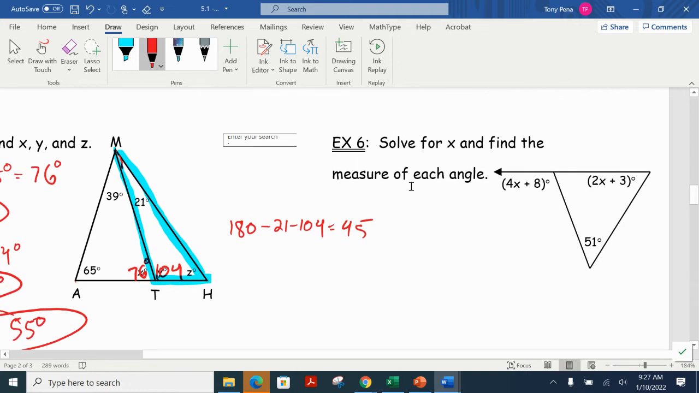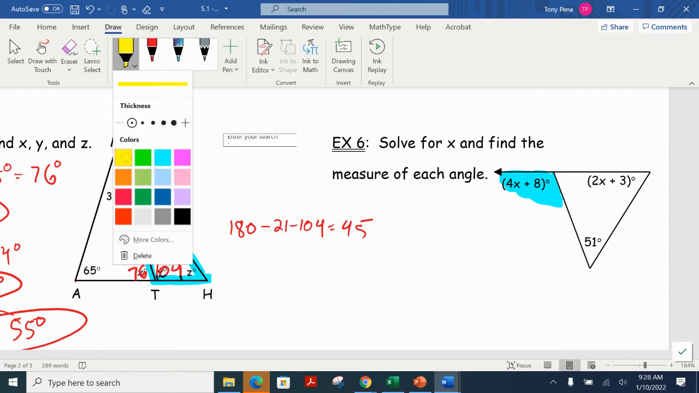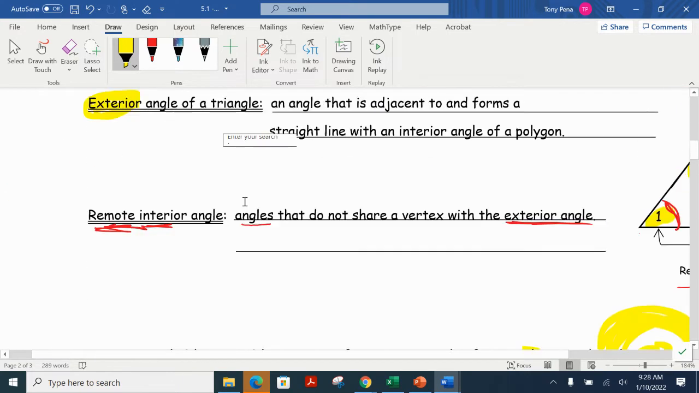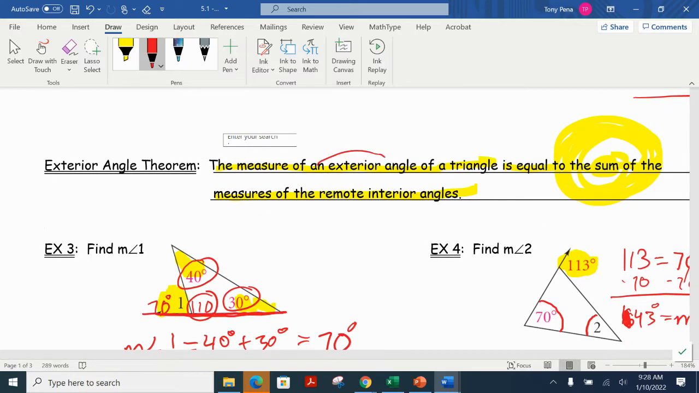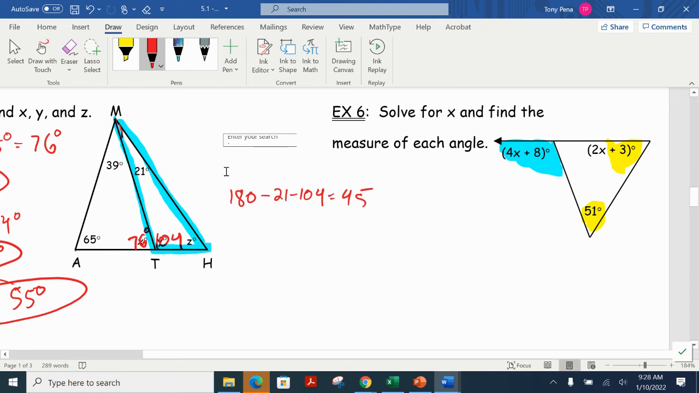What this is dealing with is this idea. This is what we call an exterior angle. It's outside of our triangle. And then these are your remote interior angles, the angles that are opposite of that angle. So if we go back up to our little theorem from the previous page, so you know where we're getting this from, your exterior angle is the sum of the remote interior angles. So we want to add the two angles on the inside, and they have to equal the degree measure of that outside angle.